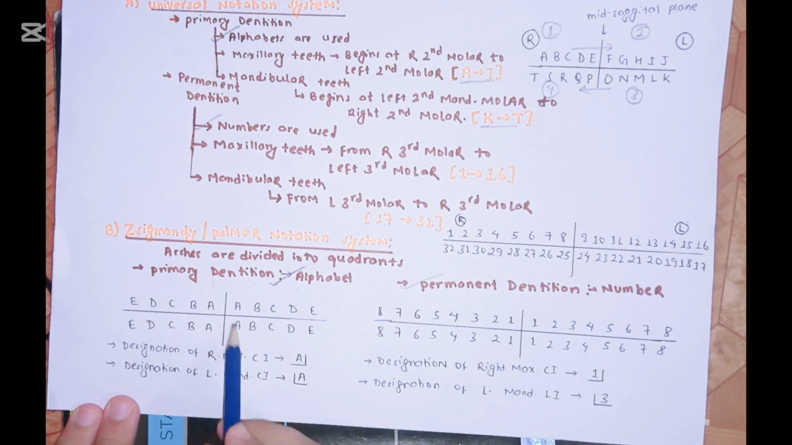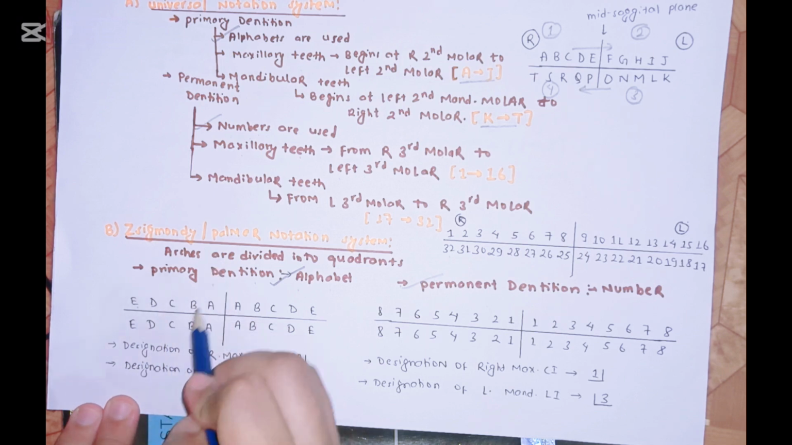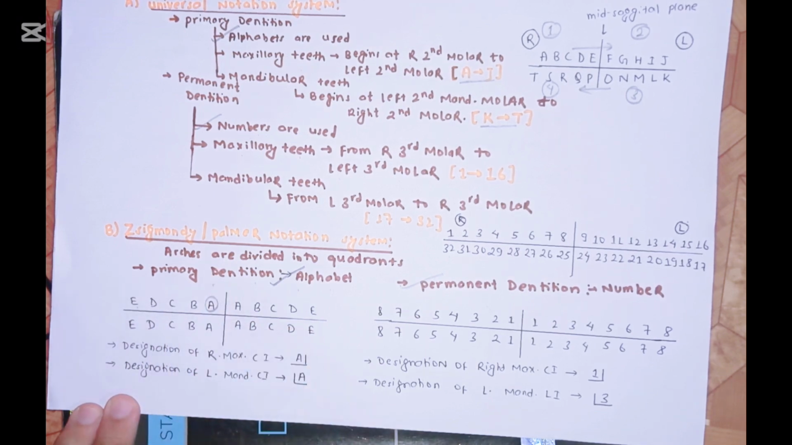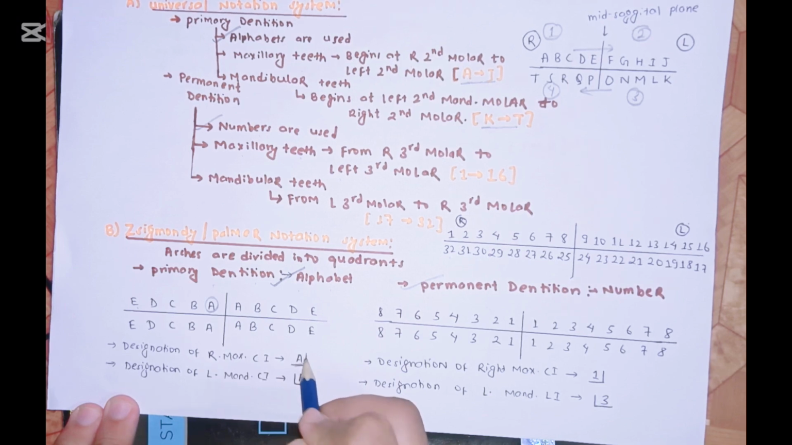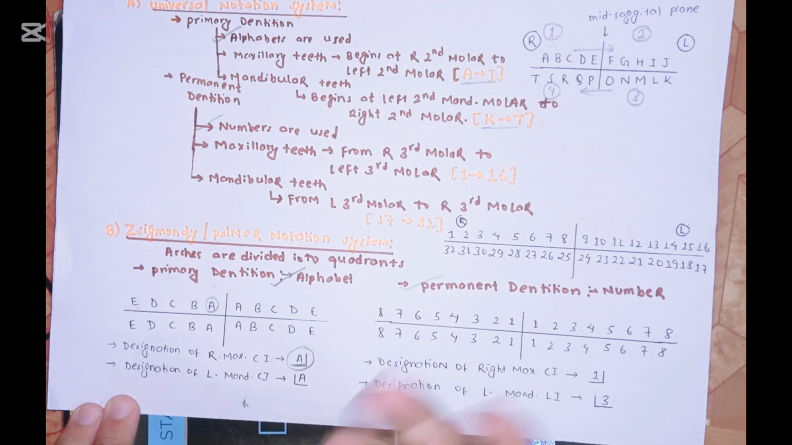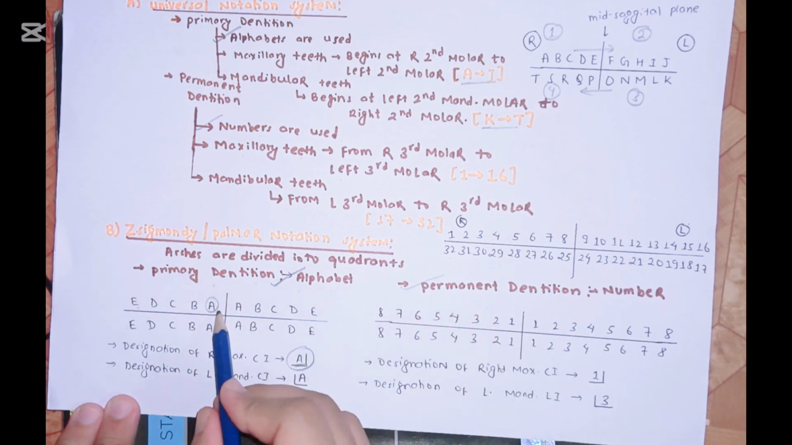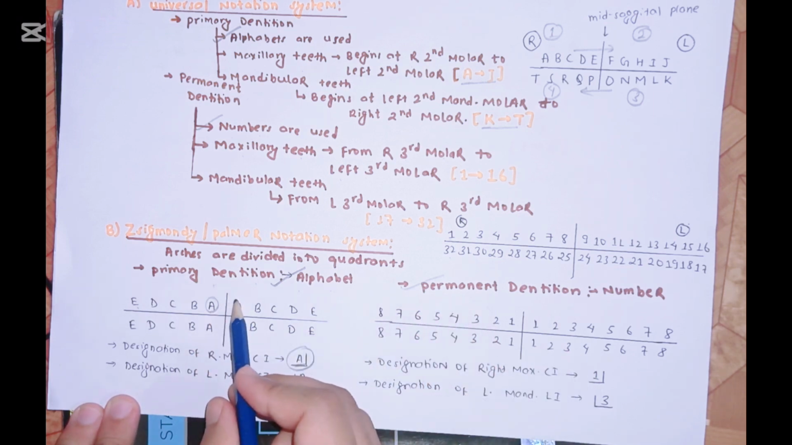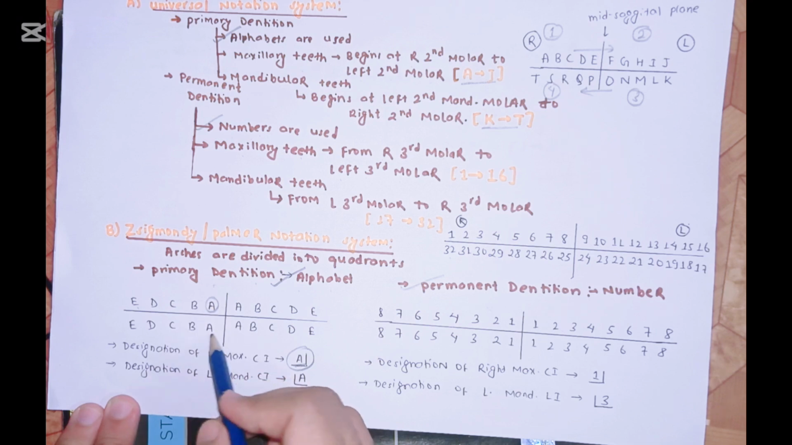As we can see in the figure, I have drawn the quadrant and written serially A, B, C, D, E. So the maxillary right central incisor is designated by A, drawn with a quadrant. It is designated with this symbol. It is very important to know this, because many of us don't, and make mistakes. We just write A, and we don't know which A it is. It may be the left central incisor, right central incisor, or lower central incisor.